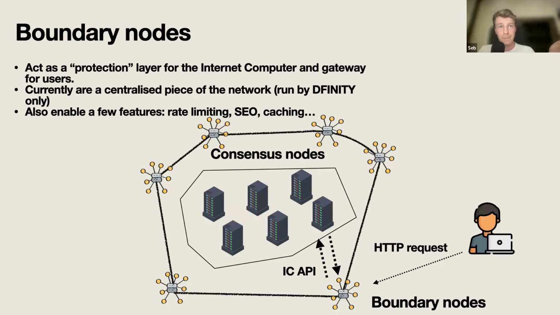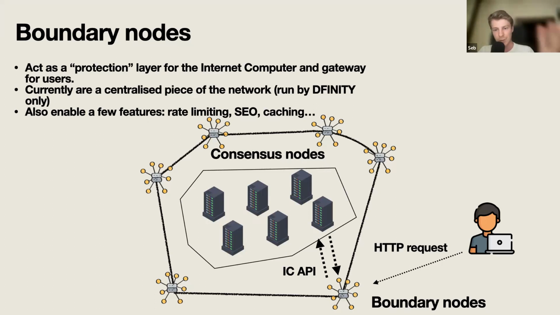And so they have a lot of utilities, but I've listed some of them. They do rate limiting. So essentially, if they check that you have the same IP address, they will prevent you from spamming the network. They do caching as well, so that the content is delivered faster, and a few other things. For example, they enable you to do SEO.